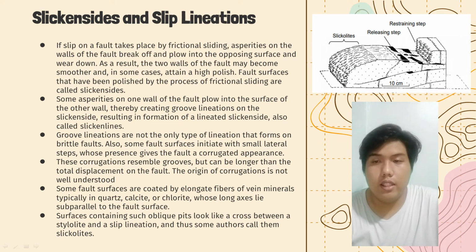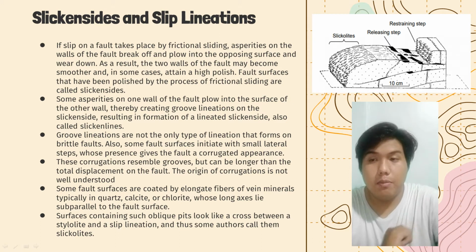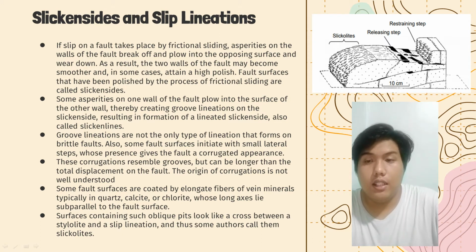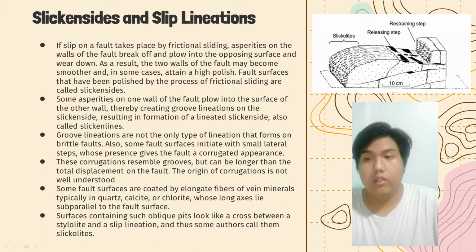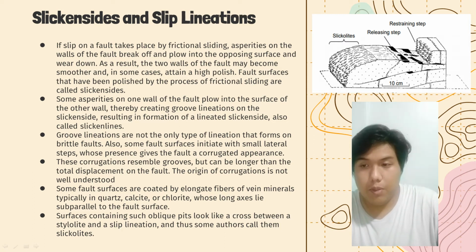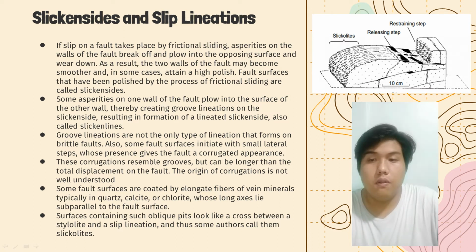Slickensides and slickenlines. If slip on the fault takes place by frictional sliding, asperities on the walls of the fault break off and flow into the opposing surface and wear down. As a result, the two walls of the fault may become smoother and, in some cases, attain a high polish. Fault surfaces that have been polished by the process of frictional sliding are called slickensides.